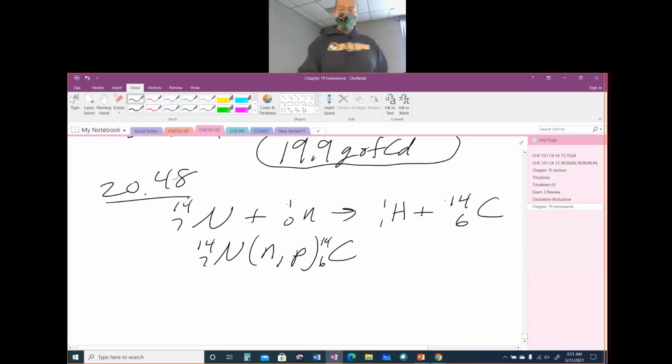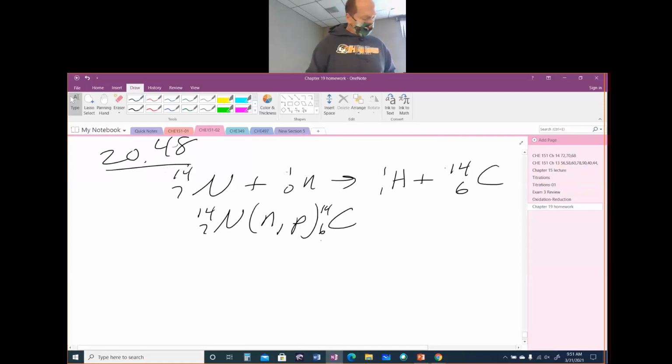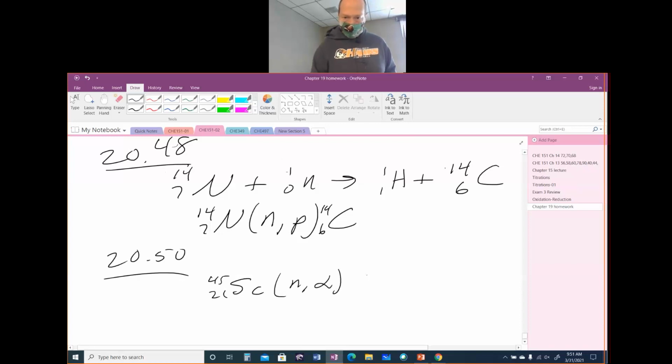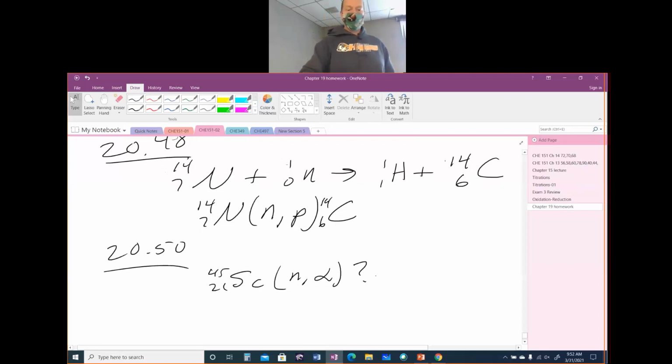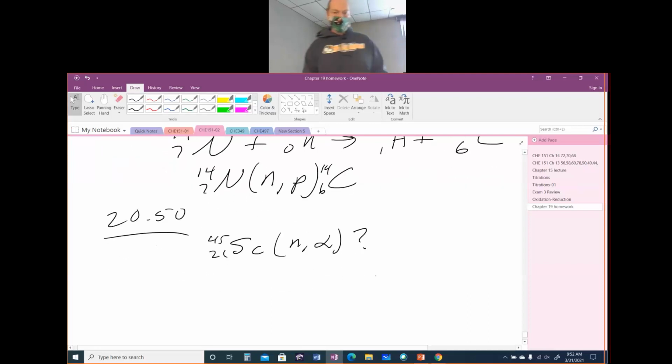So you have to be able to balance a nuclear reaction. These should be very simple. All right. And if I go to 2050, it's the same type of question, just in reverse. So here's what the problem would look like on the test. You're going to have Sc-45, 21, and then it's going to have N comma alpha, and then a question mark. And it's going to say, write the nuclear reaction.